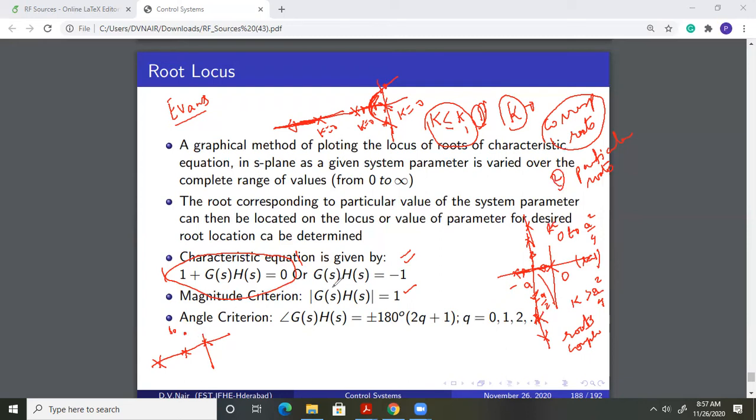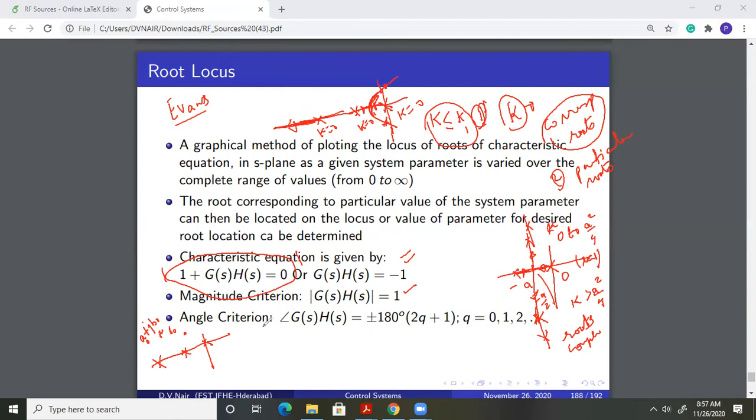So how do we find out the magnitude of GSHS at this point? I know S0. S0 will be equal to what? Some value A naught plus J B naught, right? So in a simple way, I will substitute the value of S naught, whatever it is, A naught plus J B naught, and I will find out the magnitude of this. And if the magnitude is equal to 1, I would say that this point is satisfying the magnitude criteria, but that alone is not sufficient for it to lie on root locus.